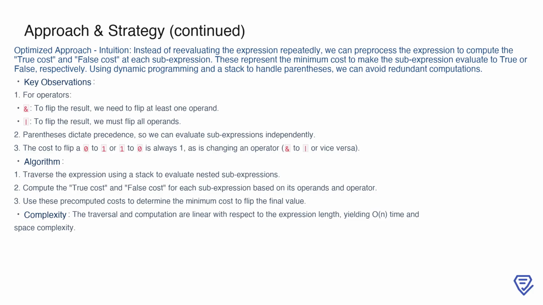For example, with the AND operator, flipping the result requires changing at least one operand, while with the OR operator, flipping the result means all operands must be flipped. Additionally, the cost of flipping a 0 to 1 or vice versa, as well as changing an AND to OR or the reverse, is always 1. By traversing the expression with these rules and computing costs for each sub-expression, we can efficiently determine the minimum cost to flip the final value. This approach has linear time and space complexity, making it much more scalable than brute force for larger inputs.